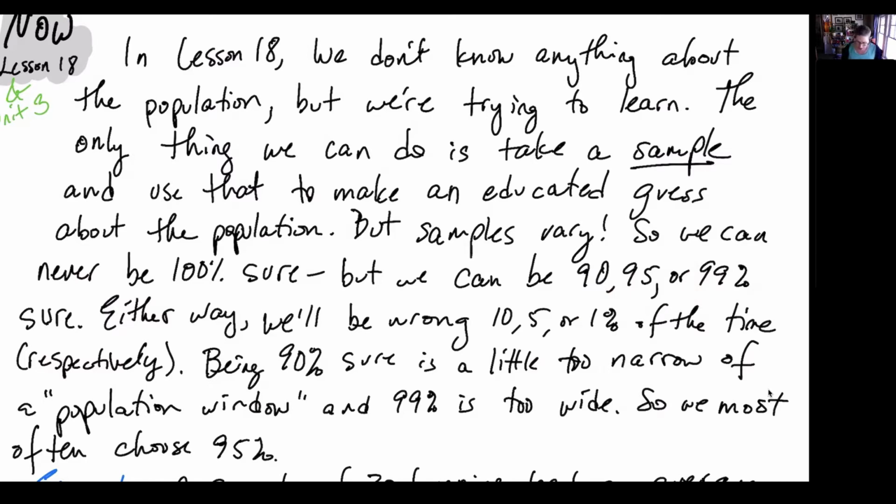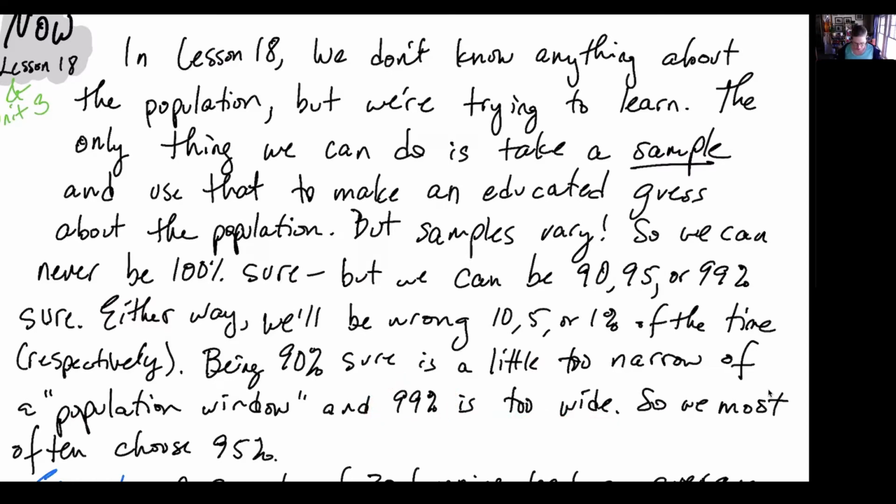Okay, so being 90% sure of something is often a little bit too narrow. 90% is actually used a lot in polling and that kind of thing. But the more sure we want to be, the wider window we're going to get about the population. So if we're 90% sure about something, this population window we get, which is just a term I made up, it's not a technical term or anything, the window we're looking through is going to be pretty small. But if we're 99% sure, the window we're looking through is going to be really wide.